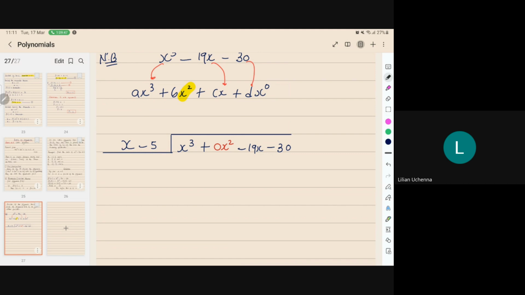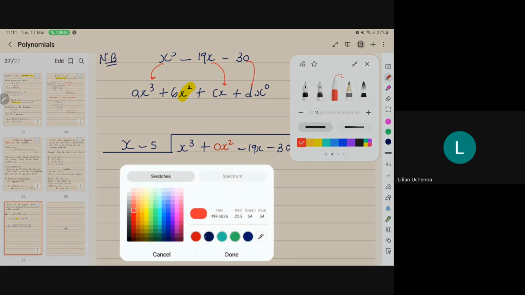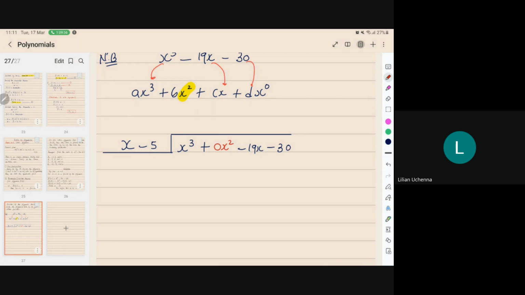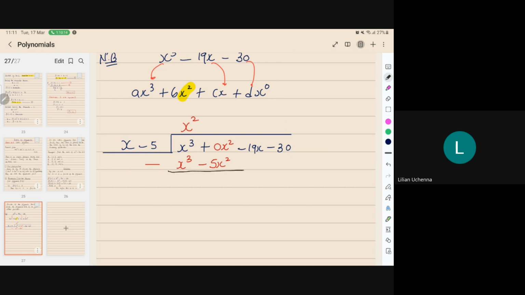So let's go now. Let's divide x cubed by x. That's going to give me x squared. So x squared times x will give me x to the power of 3. Now, x squared times minus 5 will give me minus 5x squared. And then with this, we'll go ahead and subtract. So when we subtract, we should have a straight line running through this way.